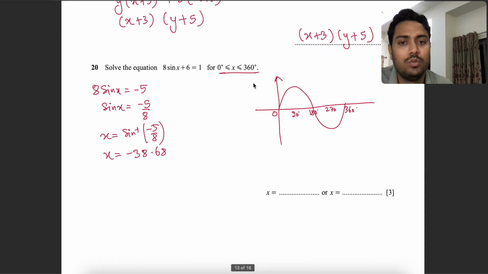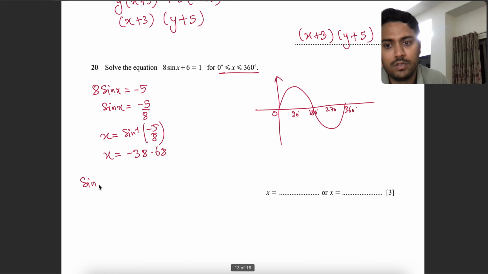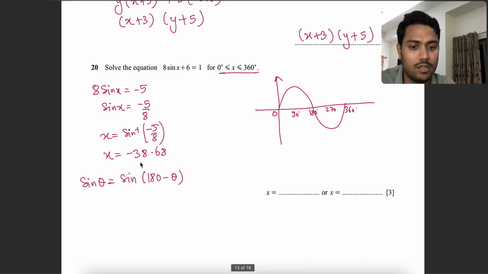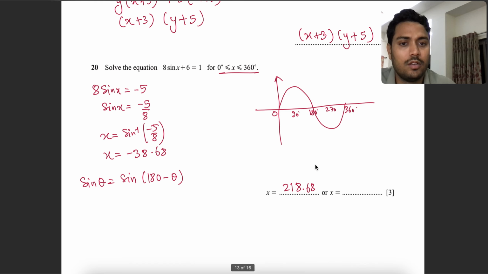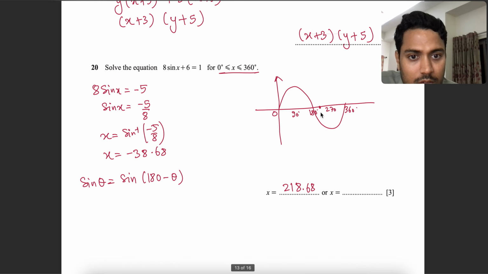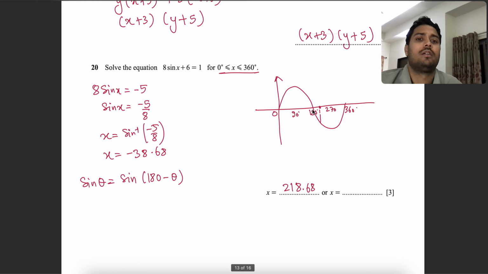But the range for x is 0 to 360. What's the conversion? Sin theta is sin 180 minus theta. So it is going to be 180 minus answer, that is 218. 218 is in the range? Yes, 218.68 will be somewhere here. Here it will give you the solution. 218 is above 180. And what's the gap? 218 minus 180. This gap is of 38.68.